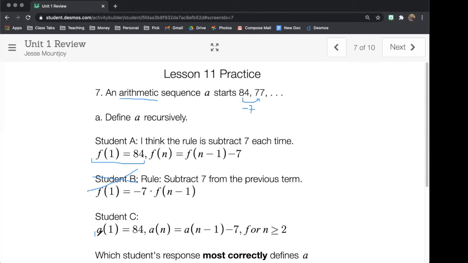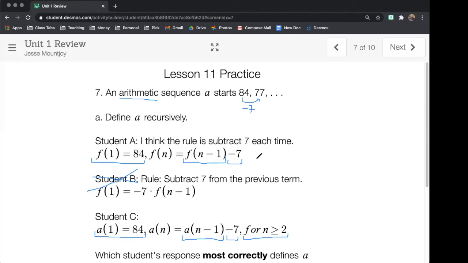And this one says a of 1 equals 84. So both of them have the starting term. That's a good start for A and C. Now, which one correctly shows that we're subtracting 7 from the previous term? So A shows the previous term right here, and they show the subtracting 7. C shows the previous term, and they show the subtracting 7, but they also include the domain.